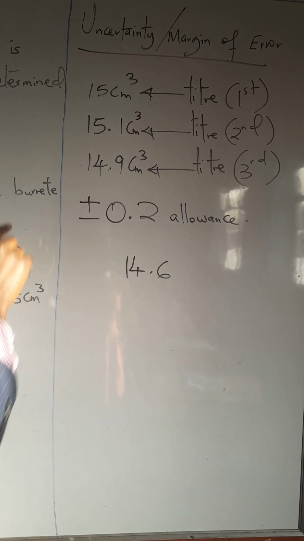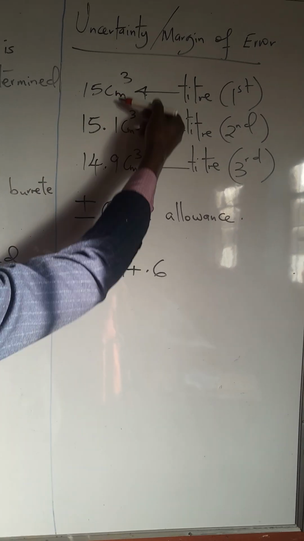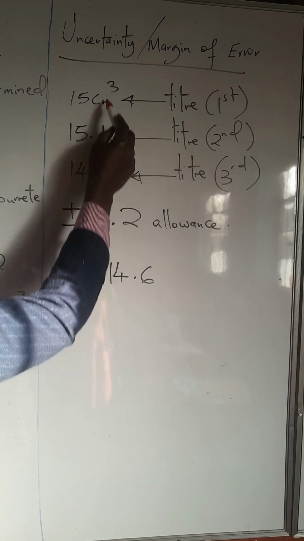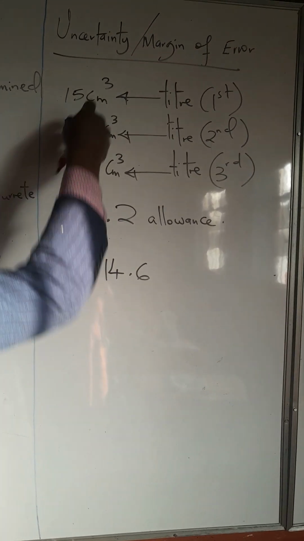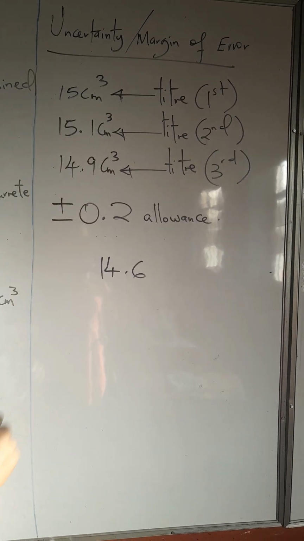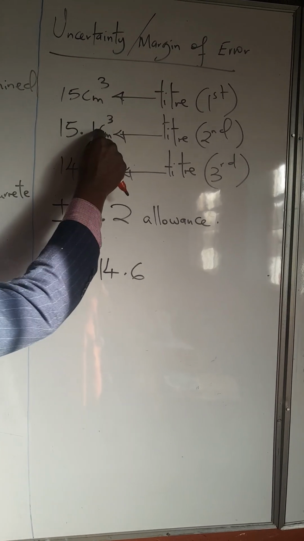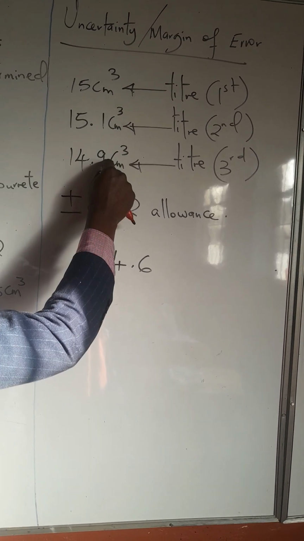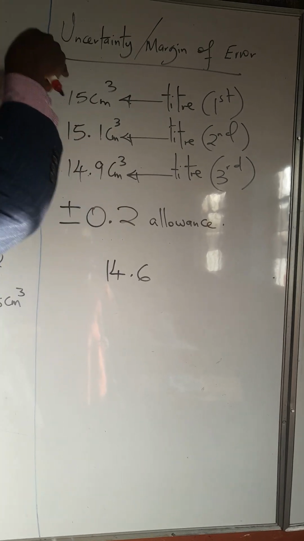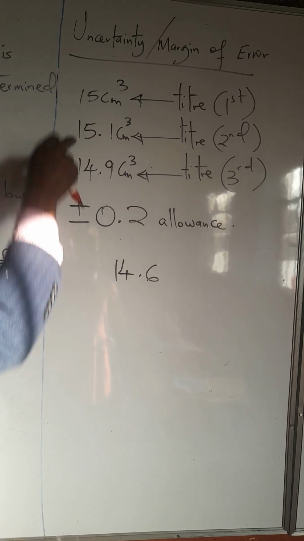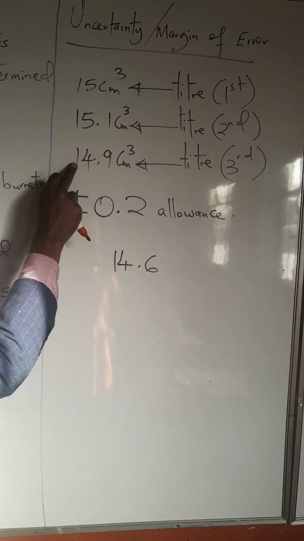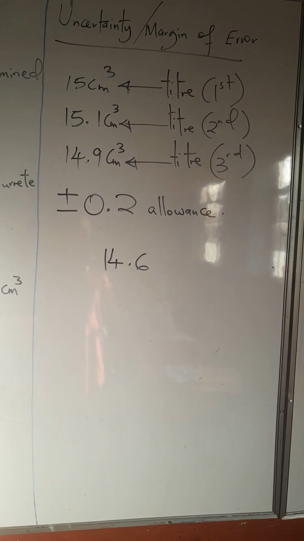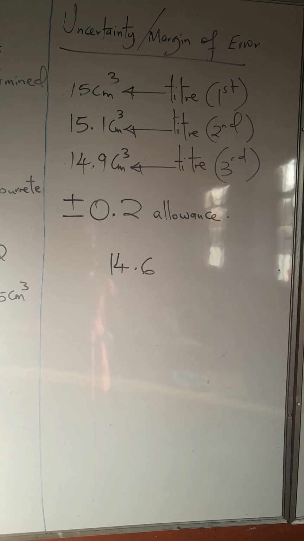But if you get a value like this, which is very close to the first one, the difference between this one and this one is 0.1. The difference between this and this one is 0.1. The difference between the largest and the smallest, this is the largest and this is the smallest, is 0.2. Then we say your values are accurate.